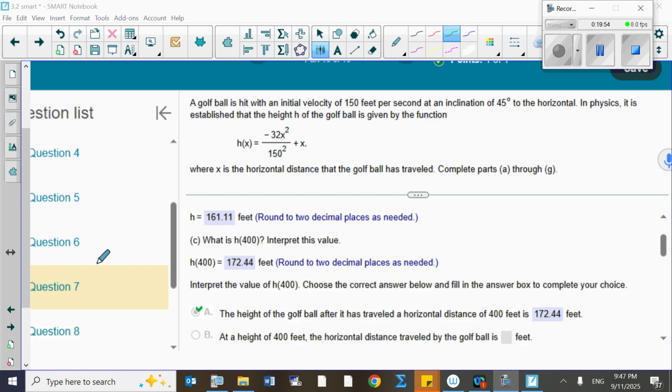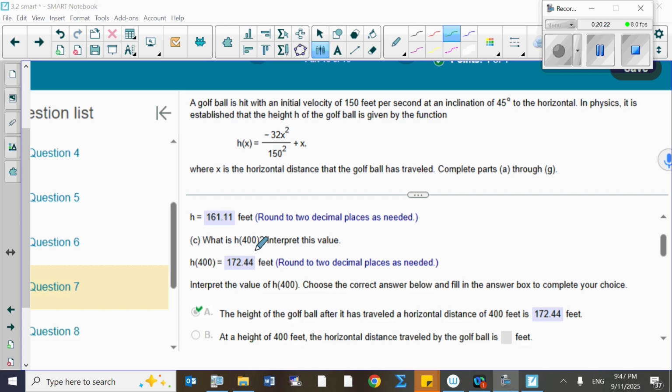Question number 7. A golf ball is hit with an initial velocity of 150 feet per second at an inclination of 45 degrees to the horizontal. In physics, it is established that the height h of the golf ball is given by this function, where x is the horizontal distance that the golf ball has traveled. Now, let's answer some questions about this situation.